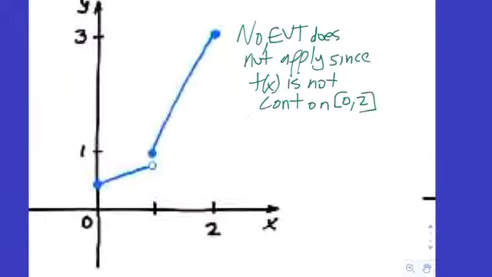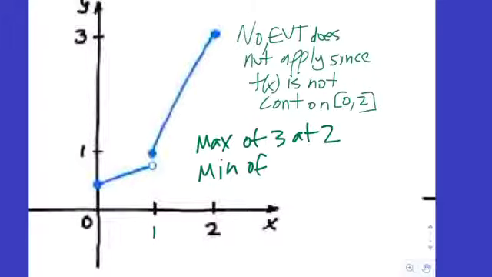There's a what at 1? A jump. Does it still have a max, though? Yes, it has a max of 3 at 2. Is there a min? Yeah, there's a minimum of, I'll just say f of 0 at 0. We don't know what it is. It looks like it could be maybe a half, but it could be 0.4, 0.45. So here's one where the EVT did not apply, but yet it still had a max and min.